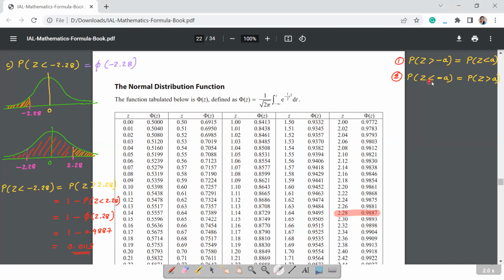You can see here, if Z is lower than minus A, then that is equal to the probability Z is greater than positive A. So here, I flipped the inequality and I flipped the sign. This is a really easy method for you to remember. Okay, guys? So Z less than minus A is equal to Z greater than plus A. Z greater than plus A is 1 minus the probability Z is lower than A. So you can write this a little bit extra. But these are some very important rules that can help make your life a lot easier. So I recommend you using these.